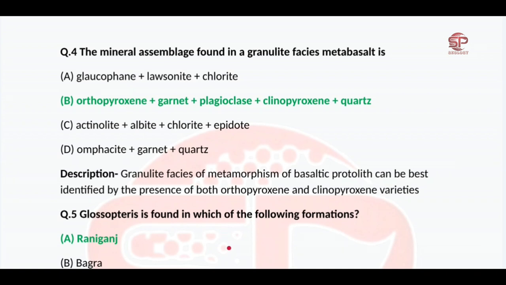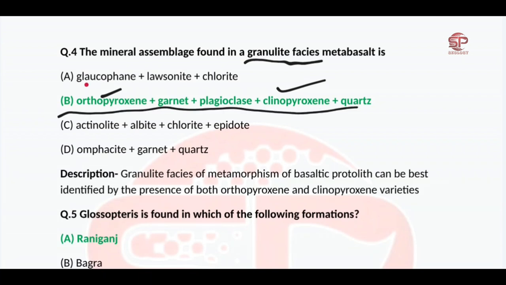Moving to the next question, the mineral assembly found in granulite facies. So granulite facies is characterized by orthopyroxene and clinopyroxene. These are the metabasite found in granulite facies, or you can say mostly granulite facies contain anhydrous minerals. So it will be the correct option. Then glaucophane is a characteristic mineral of blueschist facies. Then actinolite, chlorite are characteristic minerals of greenschist facies. Then omphacite, garnet are characteristic minerals of eclogite facies. So the correct answer will be B.